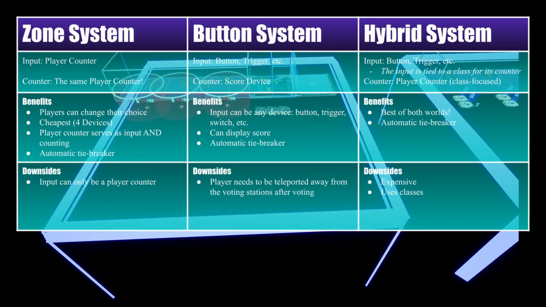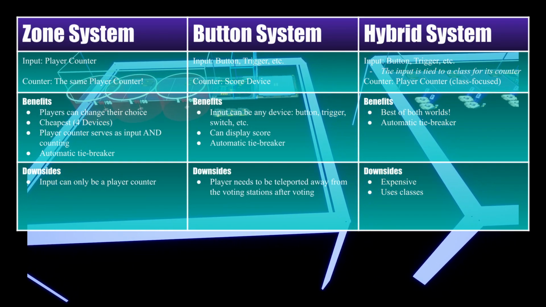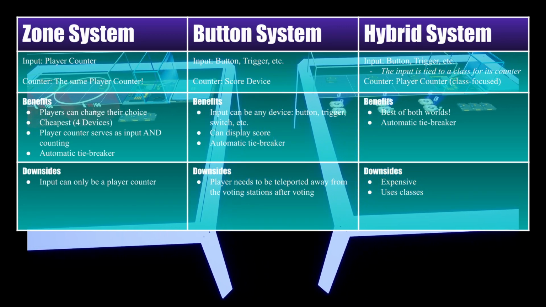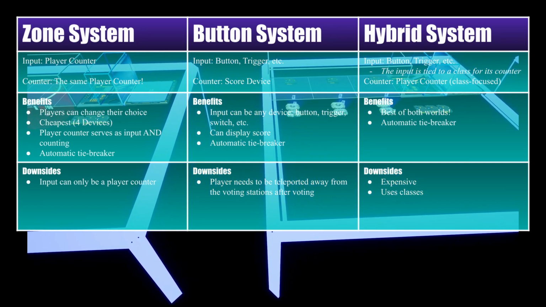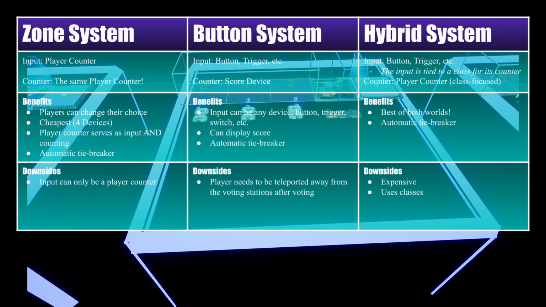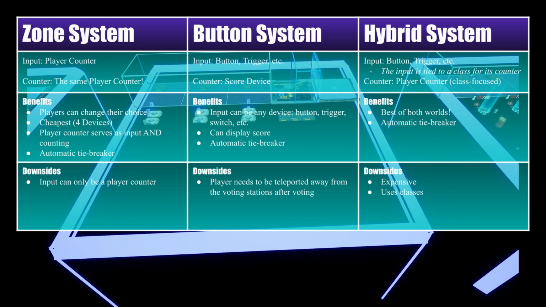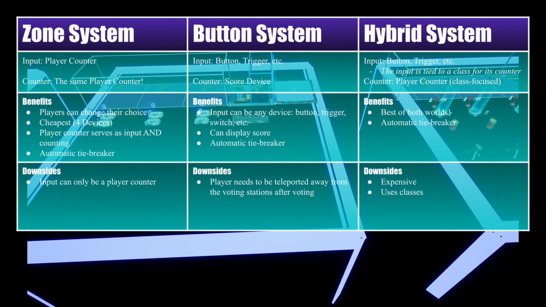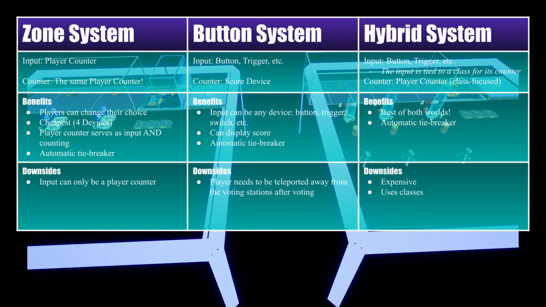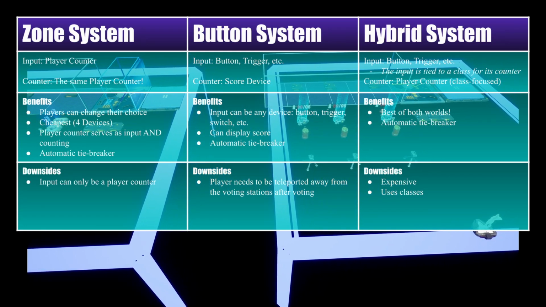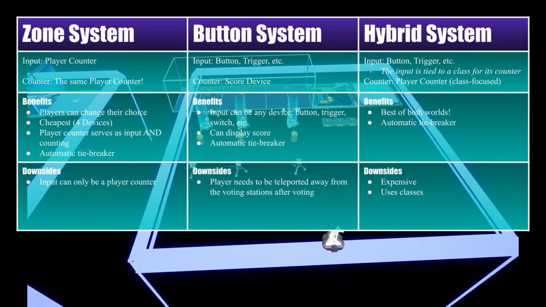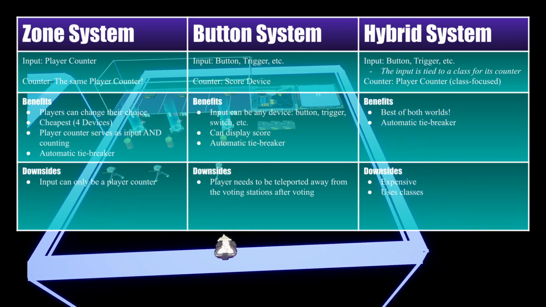Good morning, creators. In this video I'm going to show you how to build 3 voting systems in Fortnite Creative. The first system, the zone system, gets its input from the player counter and also counts with the same player counter. The button system can use any device like a button or a trigger and counts using a score device, and the hybrid system combines both and uses a button or trigger or any kind of device as its input and uses a player counter for the counter.